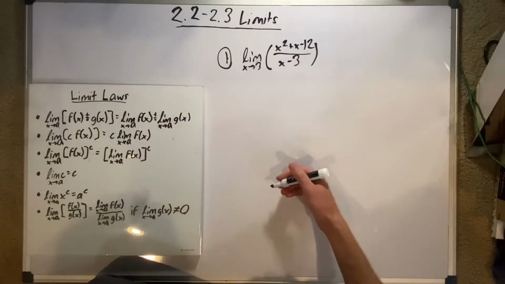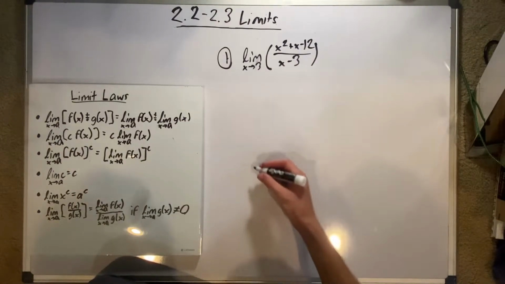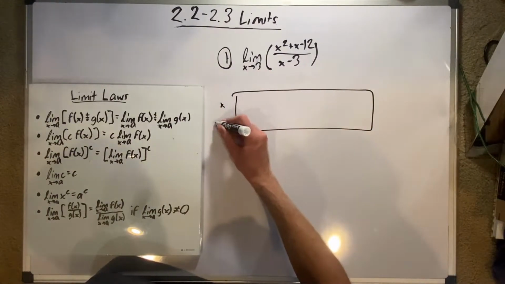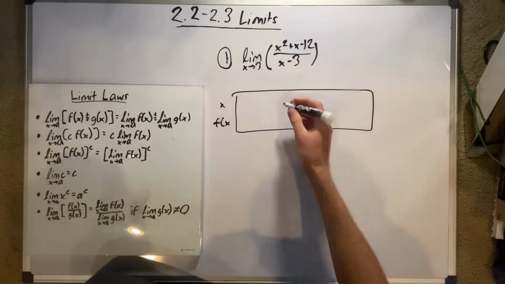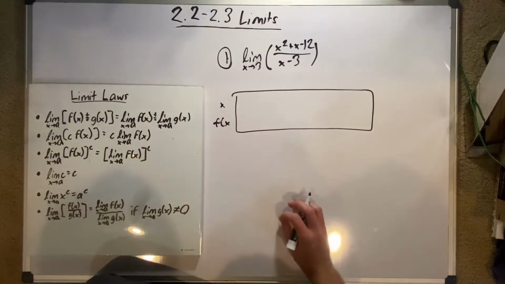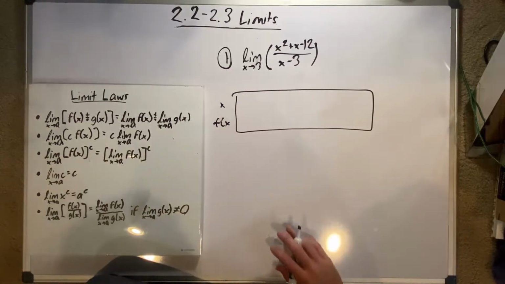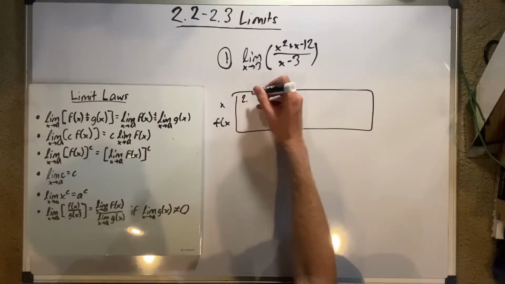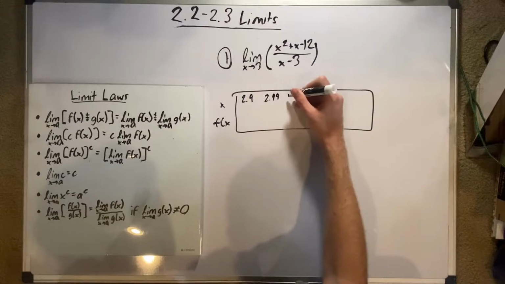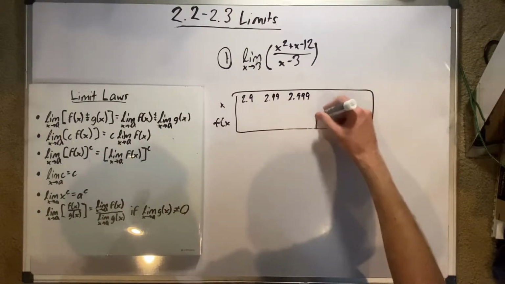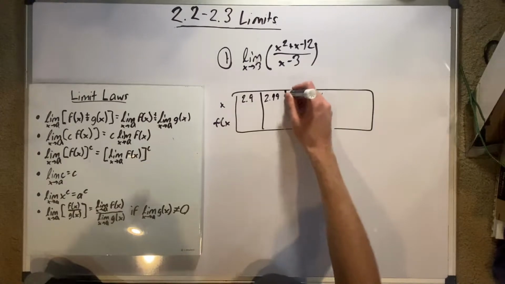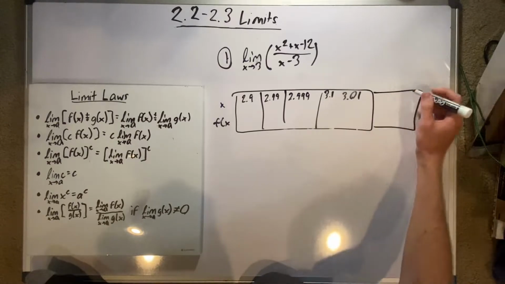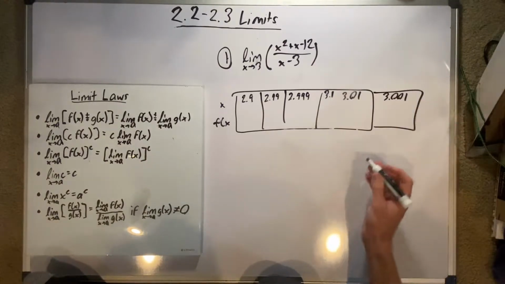So let's just think to ourselves, how do limits work? It's how a function acts as it approaches a number, so as it gets infinitely close to that number. So let's just create an x to f of x table here. We're trying to approach 3, and it doesn't specify a direction, so we're going to approach it from both sides. So we'll go 2.9, then 2.99, then 2.999. And then we'll also go 3.1, 3.01, and then extend it a little further, 3.001, because that would be getting infinitely closer to it.